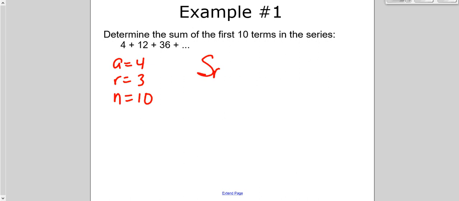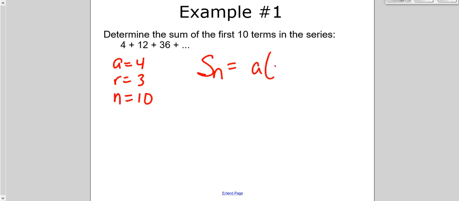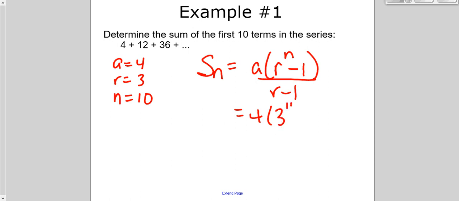So Sn equals, so we're going to need our formula. So just let me go back just to make sure I have it. Yep. a r to the n minus 1 all over r minus 1. Okay, so a is 4, r is 3, n is 10, minus 1 all over 3 minus 1. Okay, so let's work this out in the calculator.